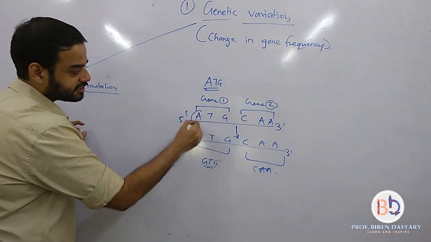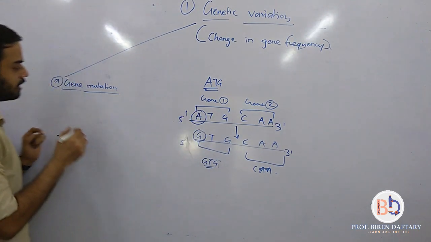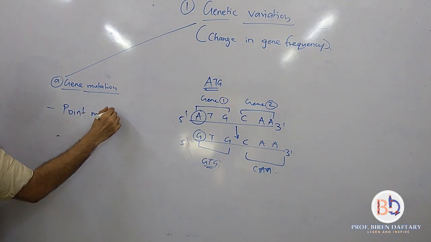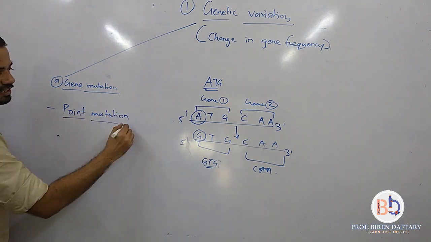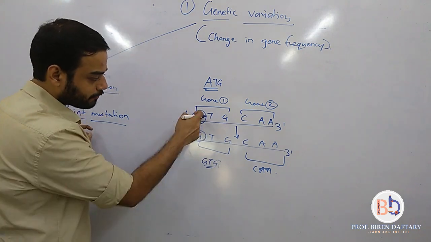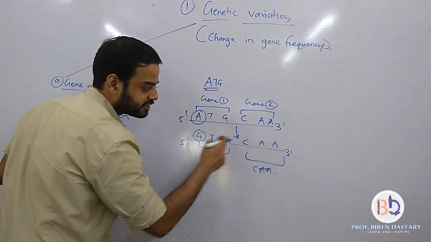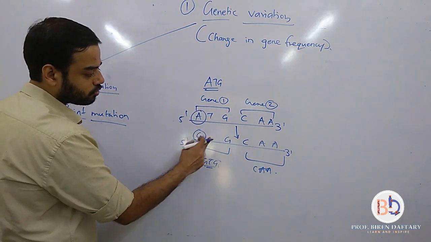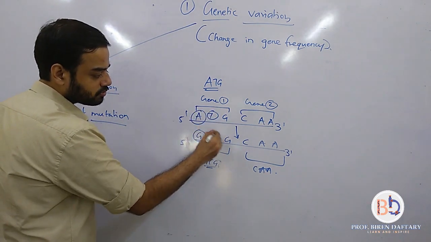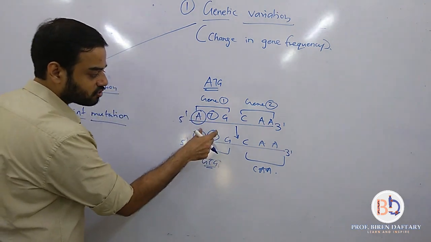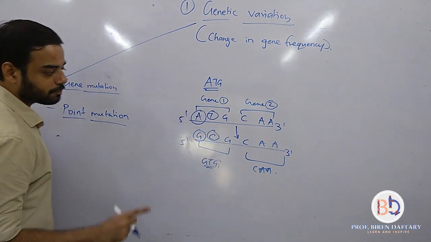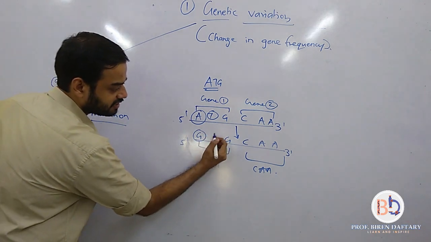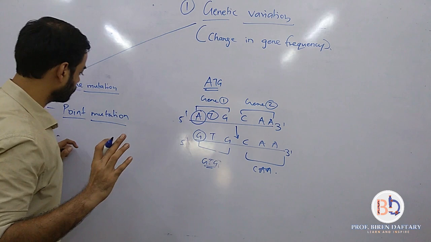This type of mutation is called point mutation. Point mutation means there is a change in only a single nucleotide. Apart from these two nucleotides, no other sequence has changed. Suppose I change this T and write it over here as C. So now there are two nucleotides which have changed. This is not called point mutation. Please remember, point mutation means only a single nucleotide has changed. So this will remain the same.